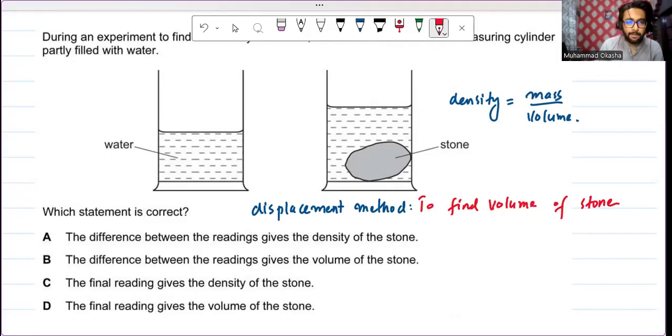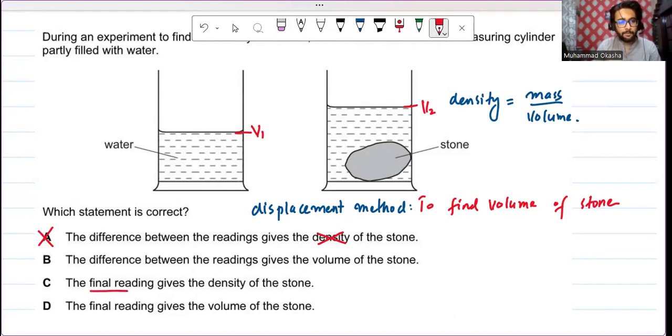So the difference between the readings, which means if the reading is V1 and if the reading is V2, then the difference would be V2 minus V1, right? So the difference gives you the volume, not the density. Therefore the answer A would be incorrect. Let's look at answer C.